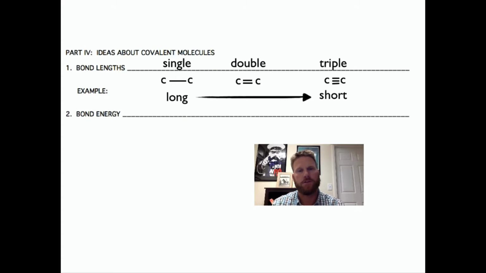Then we can also see that there's an inverse relationship between the length of a bond and the energy of a bond. A triple bond requires a lot of energy to form, and it also releases a lot of energy when it is broken. So the triple bonds are the strongest bonds, and the single bonds are the weakest bonds.